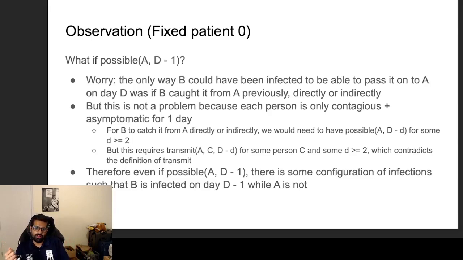Therefore, even if A can get infected on day D minus 1, there has to be some alternate series of infections such that A can get infected on day D, given that they meet person B that gets infected the day before. I know I said that kind of quickly, so feel free to pause the video and look at these two slides for the proof.